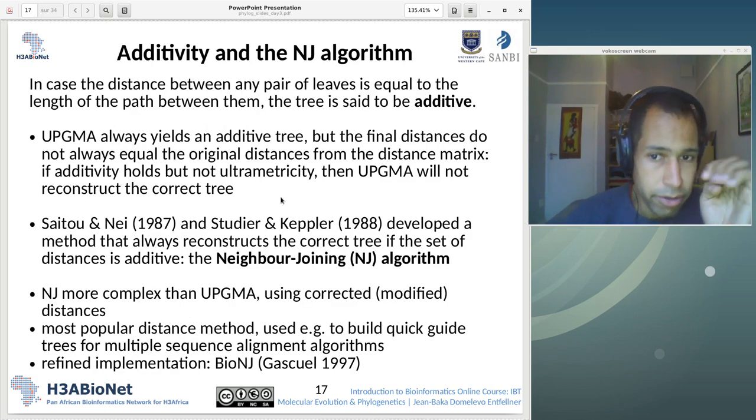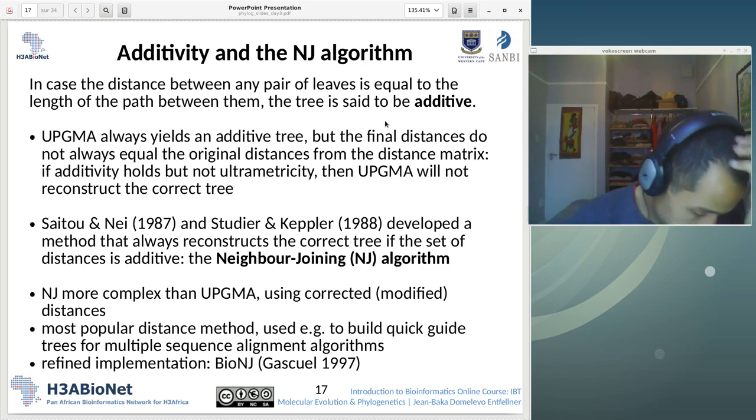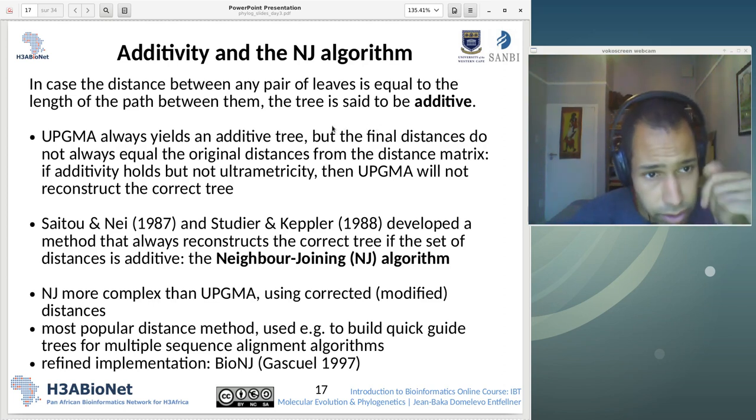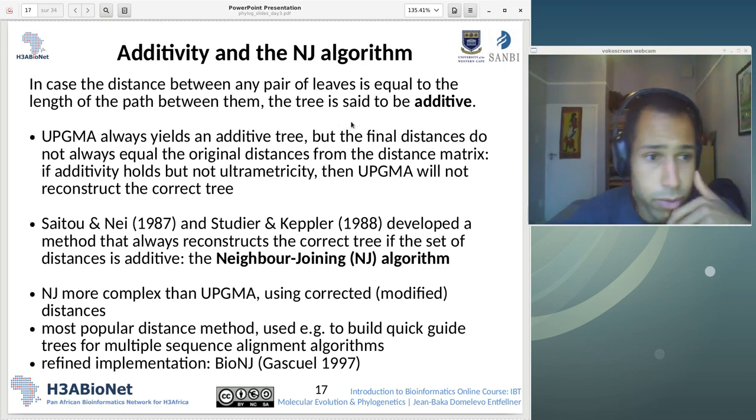Now, additivity is another property. It's not exactly this definition. Additivity of the distances. So if the distance between any pair of leaves is equal to the length of the path between them, the tree is said to be additive.